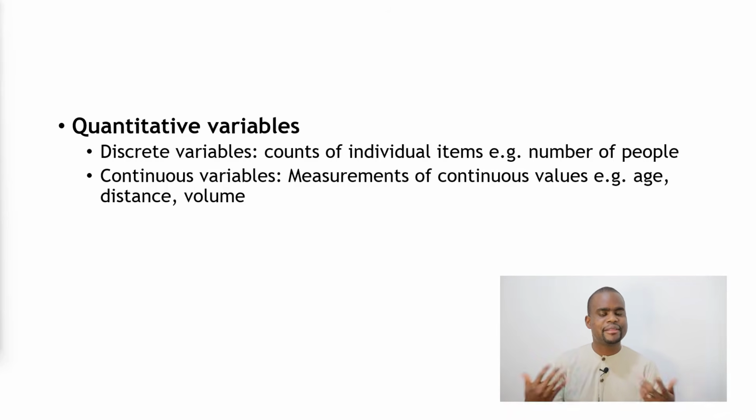In simple terms, in mathematical terms, discrete values are like integers, while continuous variables can take other forms of numbers, not just integers. So maybe you can have decimals and so on.